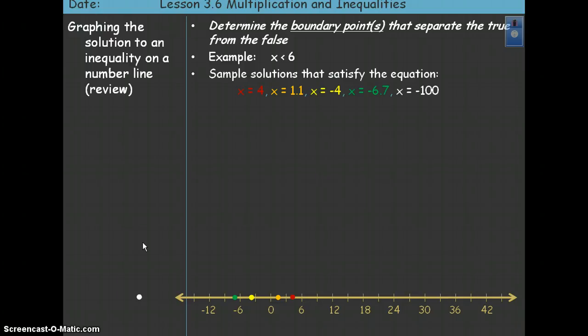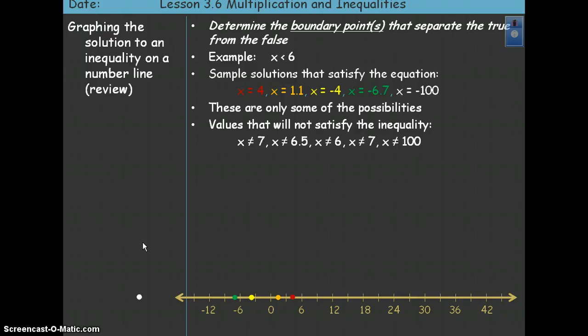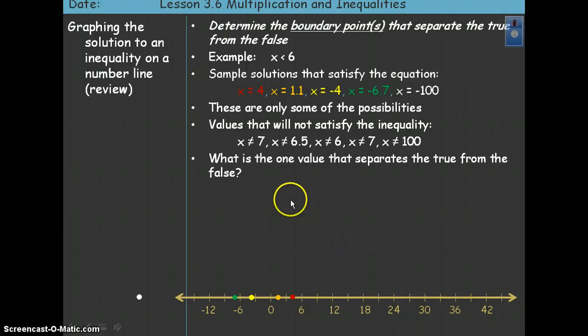Here are a couple of samples. We can check them all out on the number line. Taking a look, these are some examples that won't work. Notice we have not graphed any of these on the number line. In fact, there is the one value that's going to separate the true from the false. That's right here at 6. That is considered our boundary point.